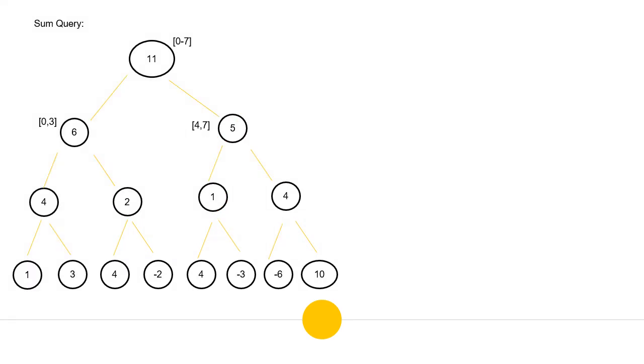Now let us understand why this segment tree is more efficient than our naive approach. Suppose now we have to find the sum of elements from the fourth index to the seventh index. In our naive approach, what will we do? We use a for loop. We traverse from the fourth index till the seventh index, and we add the elements to get the sum query.